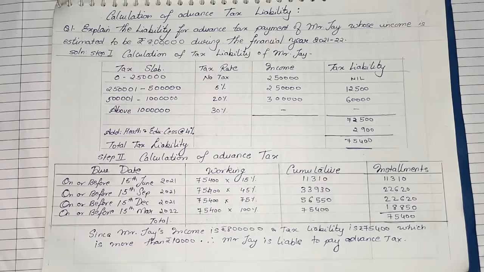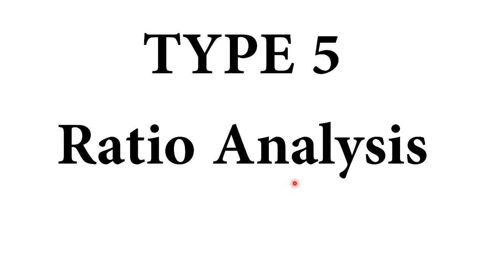Okay, so this is how you need to solve sums which are based on advance tax or calculation of advance tax liability. I hope everyone has understood. Now the last type of sum, that is type number 5, is based on ratio analysis. In order to solve sums based on ratio analysis, first thing you need to know is all the various ratios.